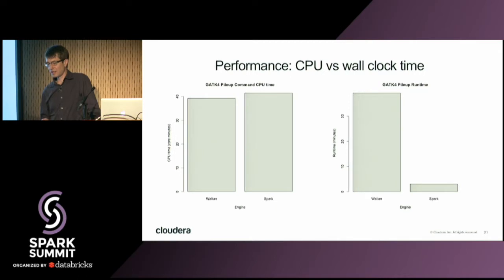The takeaway is that performance is a lot better. This is a different tool in the pipeline, but it illustrates the point. On the left, we have the total CPU time to do the computation. The left bar in the left diagram is a single node, a single process doing that work.